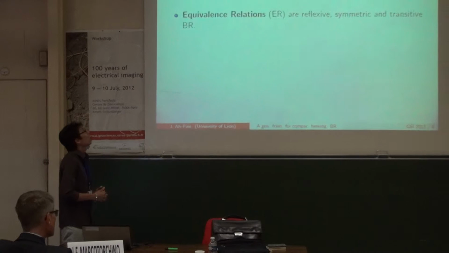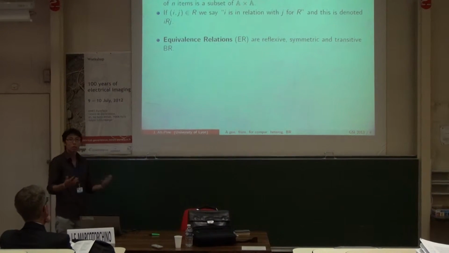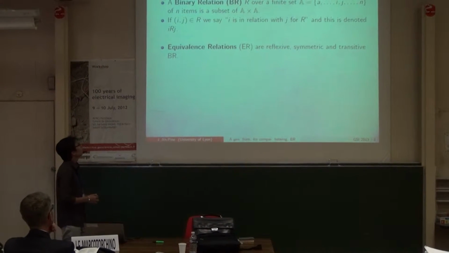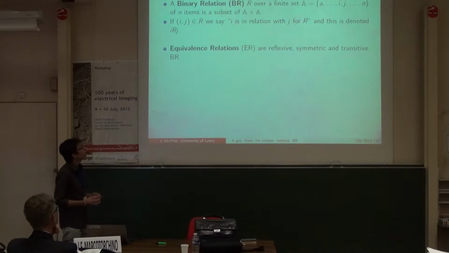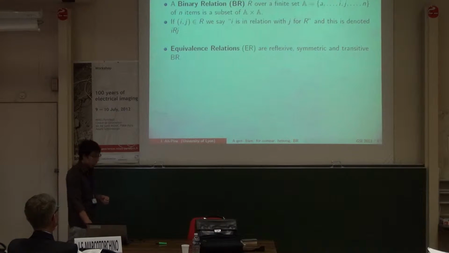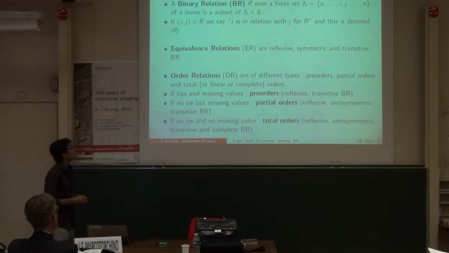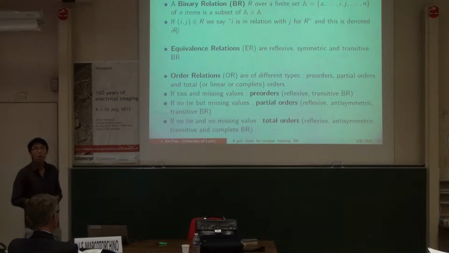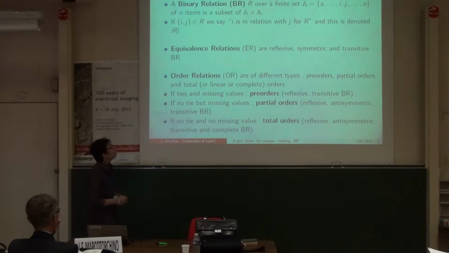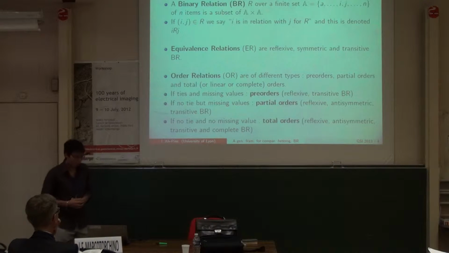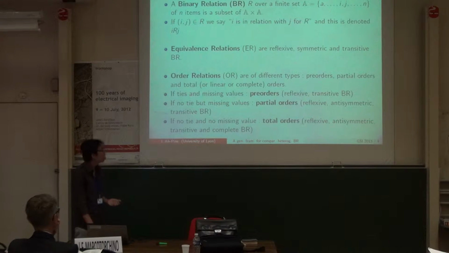I am interested in well-known binary relations: equivalence relations, which are reflexive, symmetric, and transitive binary relations, and also order relations. We have different types of order relations, depending on whether we have missing values or ties. But typically we can distinguish between pre-orders, partial orders, and total orders. These are the basics about binary relations, so I won't spend a lot of time on this.